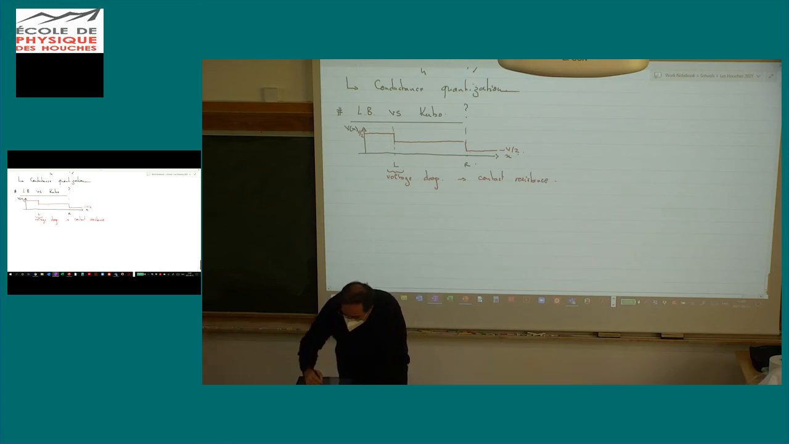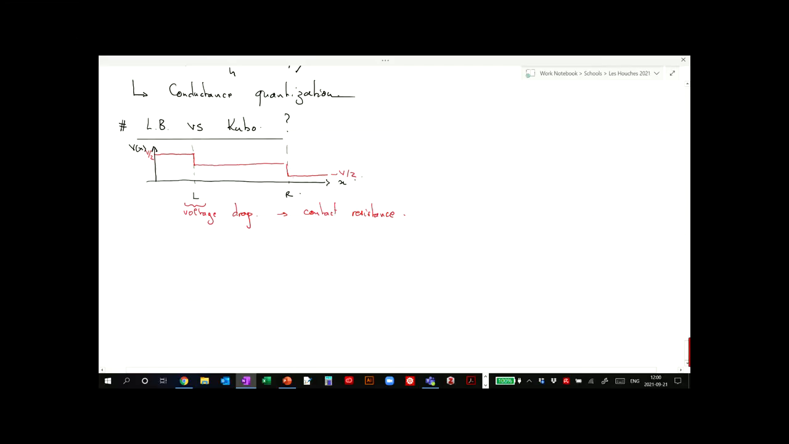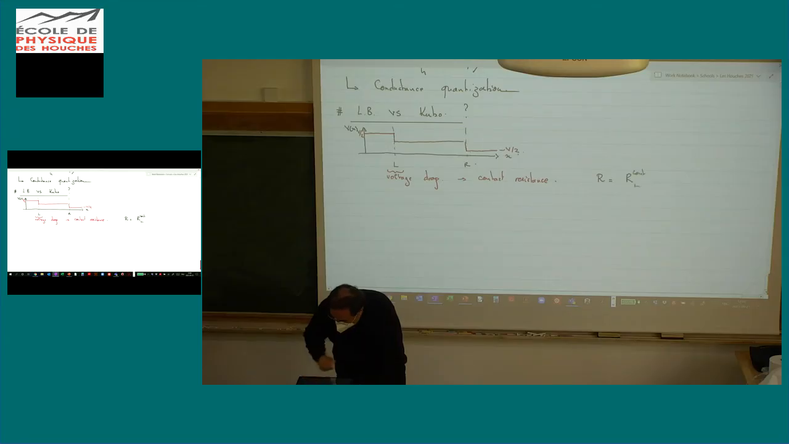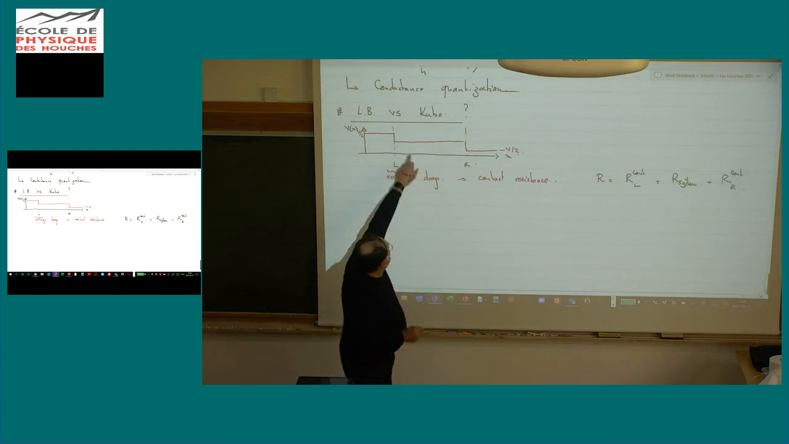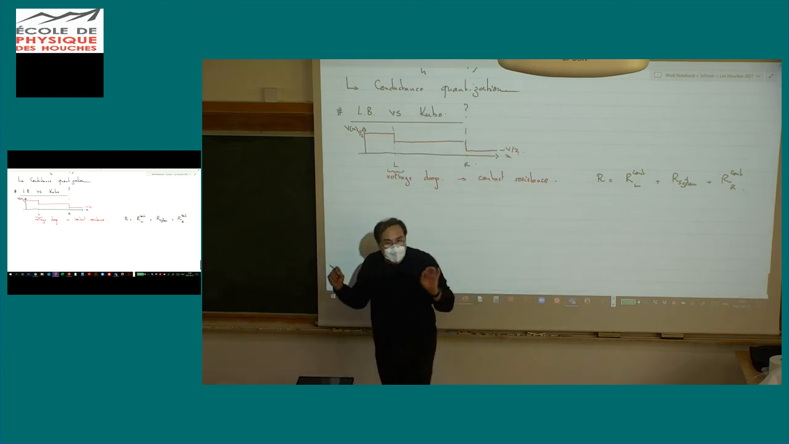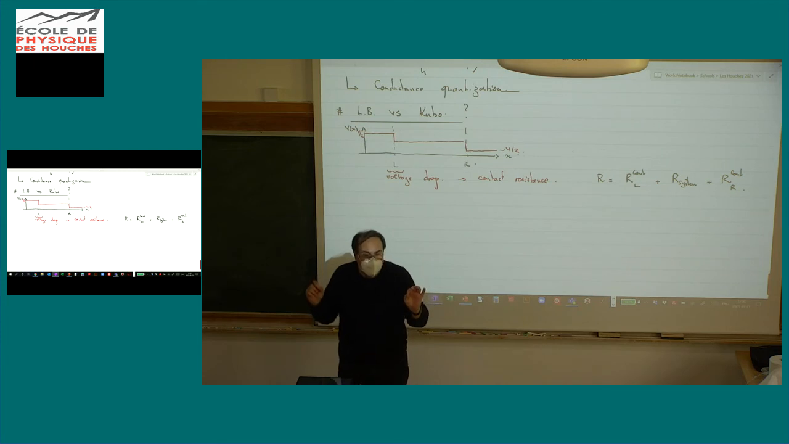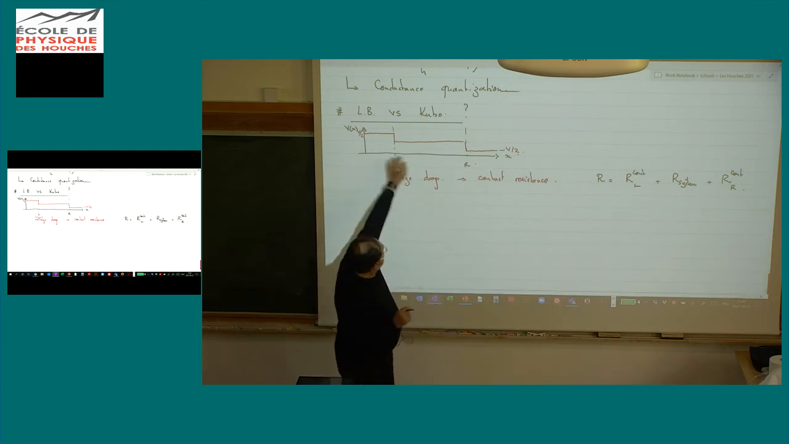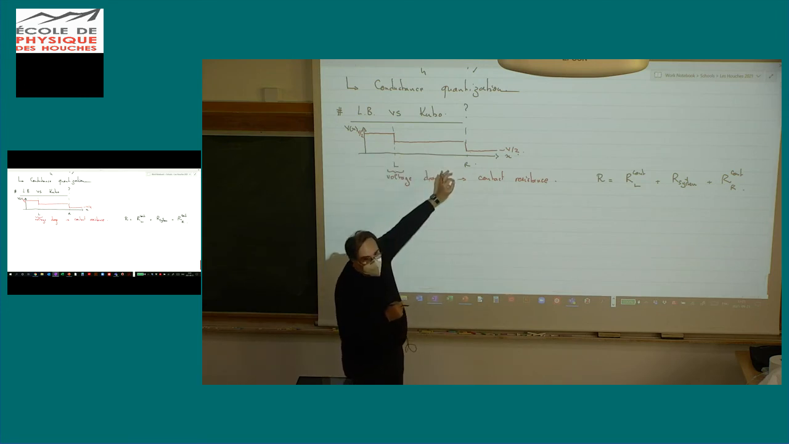And now you see that the resistance of the system is the contact resistance of the left reservoir plus the resistance of the system plus the contact resistance of the right reservoir. And actually here, there is no electric field. The voltage is constant. So your conductivity might be infinite. There is nothing that will take place here because there is simply no electric field, no voltage drop.